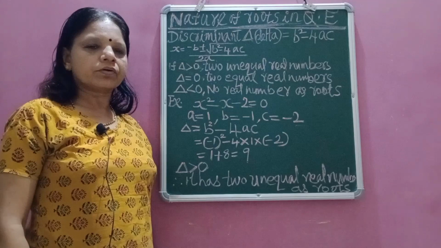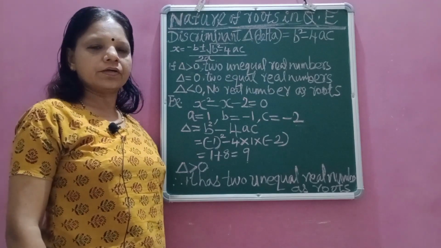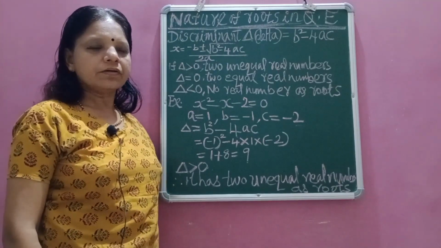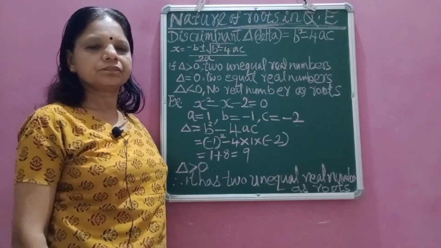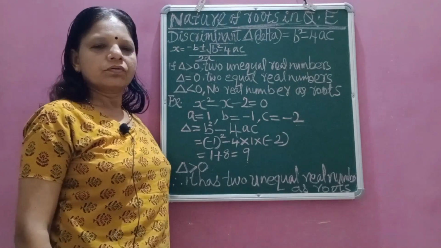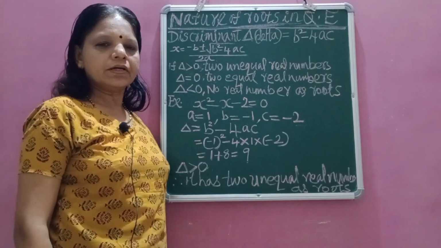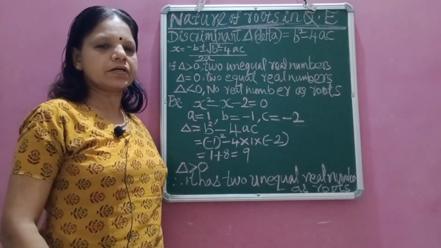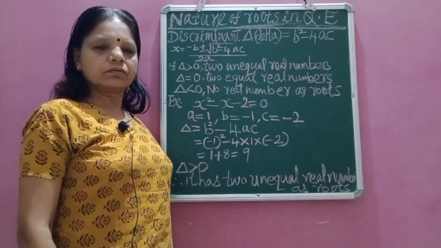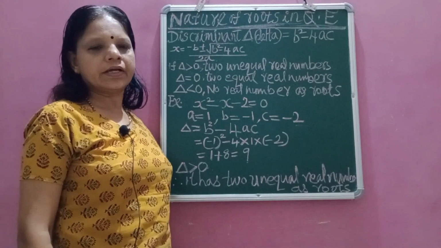In the formula you can see an expression b square minus 4ac, and depending on that value, the nature of the roots of quadratic equation will vary. It will be different nature, which determines the nature of the solution, the value of b square minus 4ac.